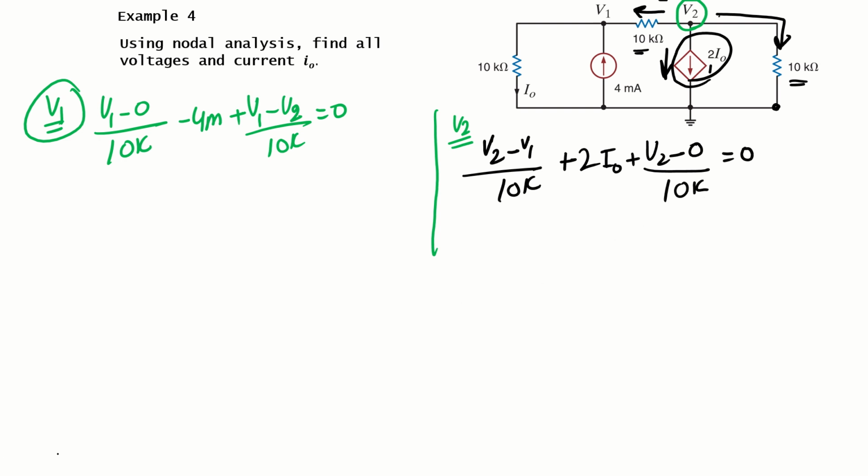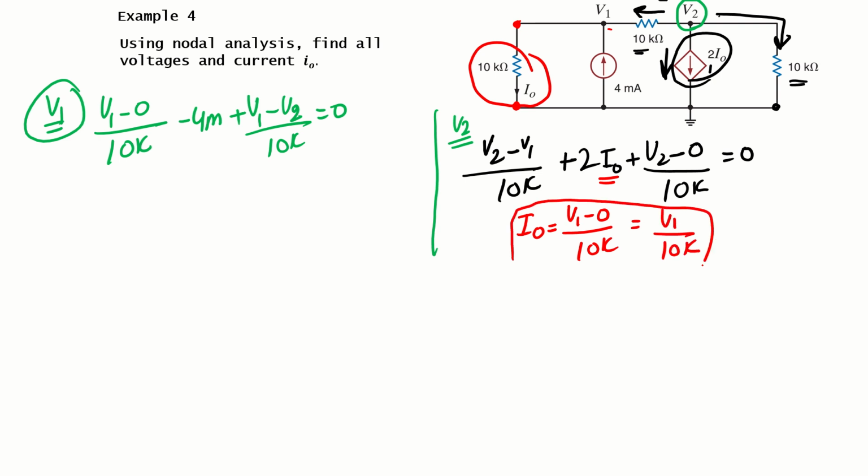So we have two equations but with three unknowns. Why three unknowns? Because we have a dependent current source with the control variable I naught. So what is the control variable equation here? It is the current through the 10 kilo ohm. I naught is basically this voltage minus this voltage. What is this voltage? V1. So V1 minus 0 divided by 10k, or V1 divided by 10k. This is our control variable equation.